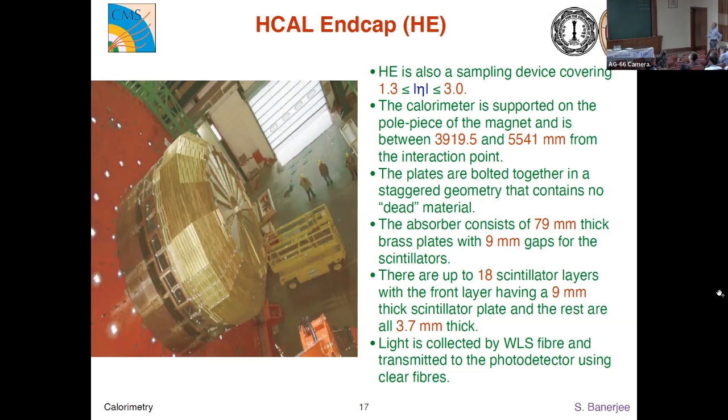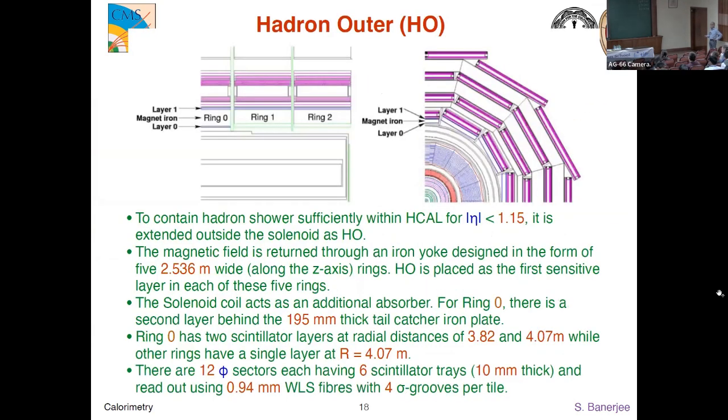The absorber essentially consists of 79 millimeter thick brass plates, with 9 millimeter gaps for the scintillators. And there are 18 scintillator layers, unlike 17 layers in the barrel. And as I said, the front one is a 9 millimeter thick scintillator plate, and the rest are all 3.7 millimeter thick. The light collection is extremely similar.